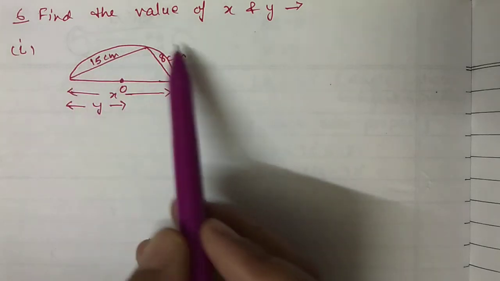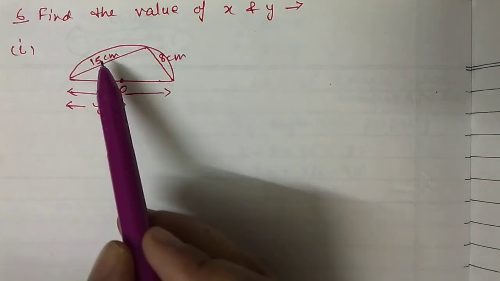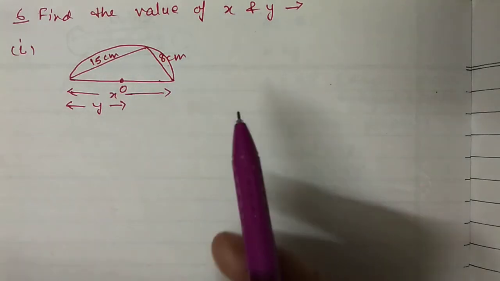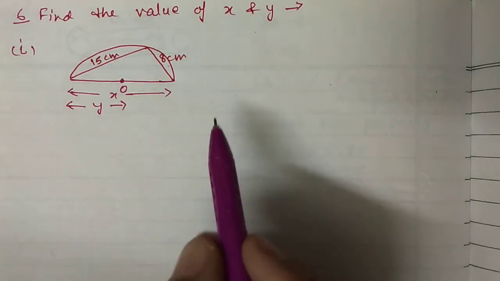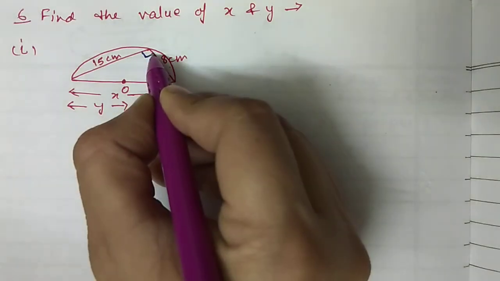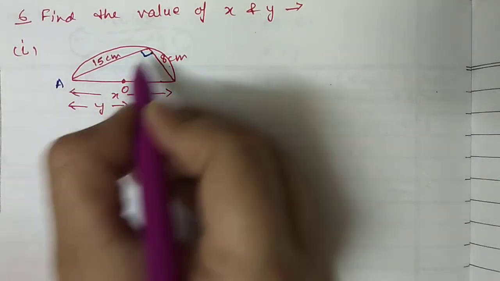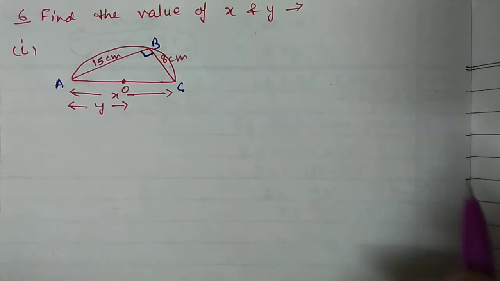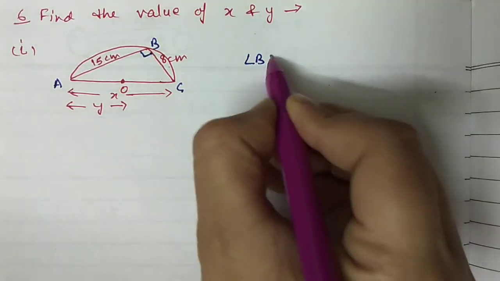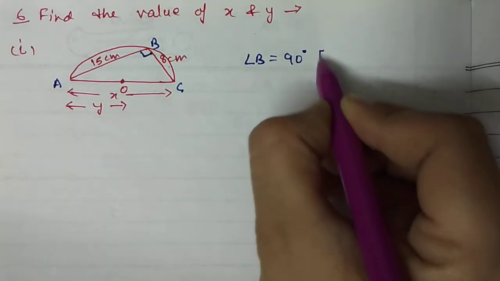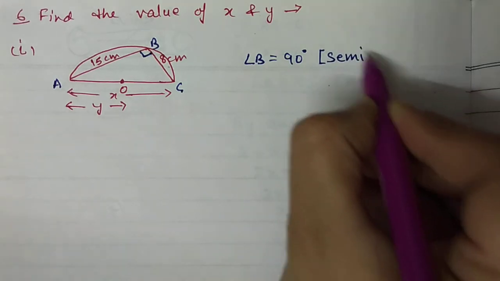Now the semicircle is given and the lengths are given, so we will use Pythagoras theorem here. As we know, the semicircle angle is 90 degrees. So this angle will be 90 degree. First we will give some name to this figure. Now we will write angle B is equal to 90 degree. Reason is semicircle angle.